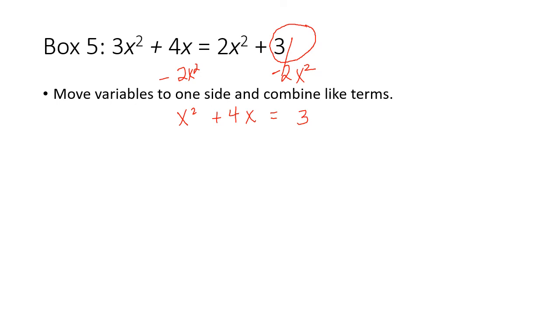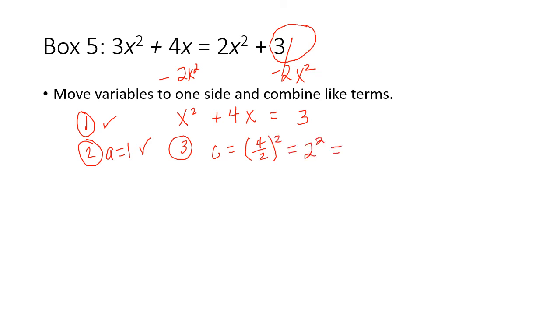So step 1 is to move your c value. Well, is there a c to move? Oh, already done. Step 2 is to divide by your a. Well, a equals 1, so done. Step 3 is to find my c. c equals my b, which is 4, divided by 2 squared. That gives me 2 squared, which equals 4. And 4 tells me to add 4 to both sides.